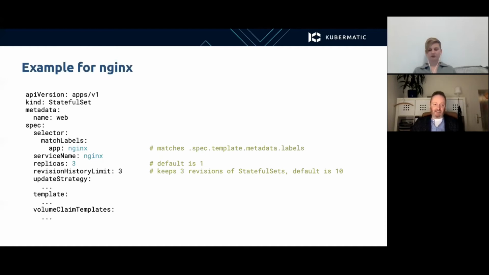And here is a selector where we say we match the labels app nginx. And this nginx label here has to match inside the same manifest, the spec template metadata labels, as you will see later. Then we provide here the service name nginx. This will come in the next part.